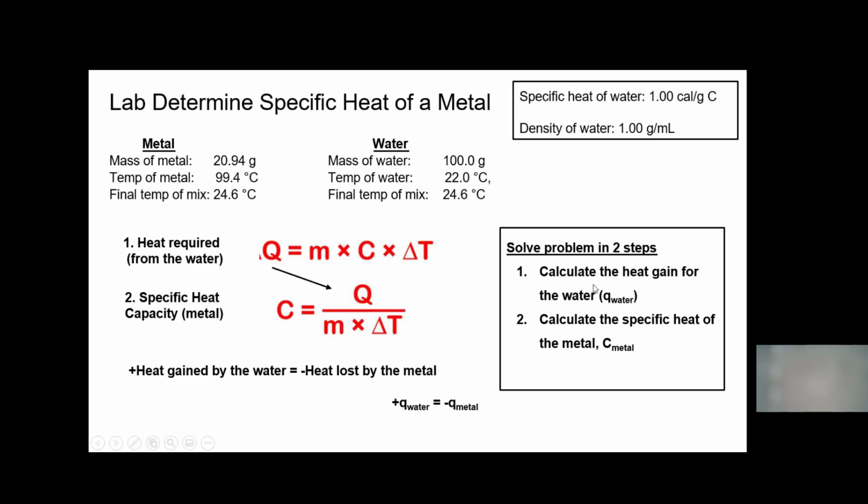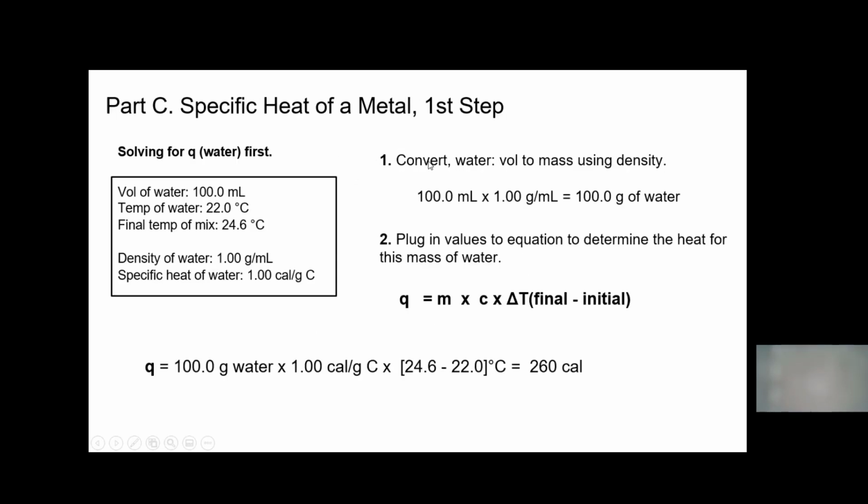The first thing we're going to do is calculate the heat gain. So we're going to calculate Q for the water. That is the energy that was transferred from the hot metal to the water. Then that energy, we're going to plug in and get the specific heat value. First, we have to convert the moles of water to grams using density. The moles cancel out, and we have the grams of water. Then we plug this in. We have 100 grams of water, our specific heat value, which is right here, and then our temperature difference, 24.6 minus 22, and that gives us 260 cals. So we now know the amount of energy that was transferred from the hot metal to the water.